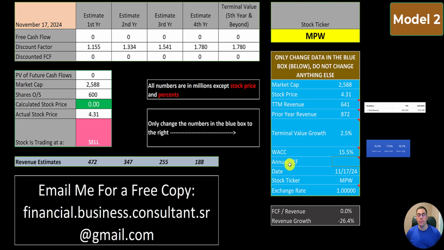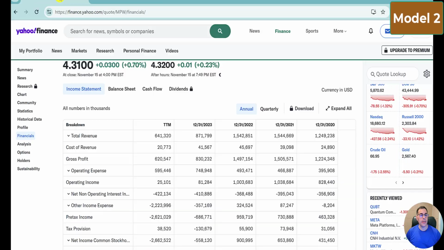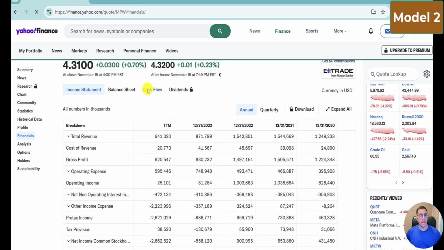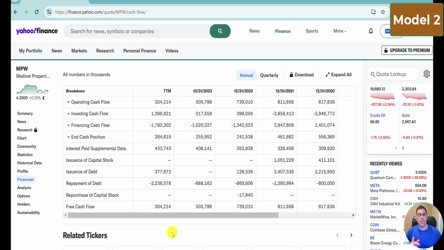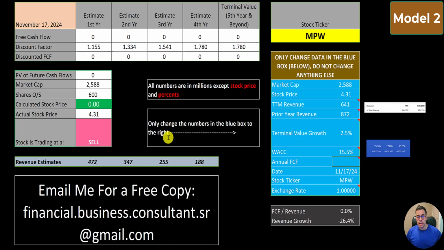Let's get the annual free cash flows. We'll go back to Yahoo Finance, go to cash flow. I guess I just assume they have negative free cash flow. They actually have positive free cash flow. Let's just pretend, for the sake of the video, it's negative 304 million. So we'll put negative 304,214, then add 3 zeros. So the calculated stock price is negative $1.40. It's impossible to have a negative stock price.